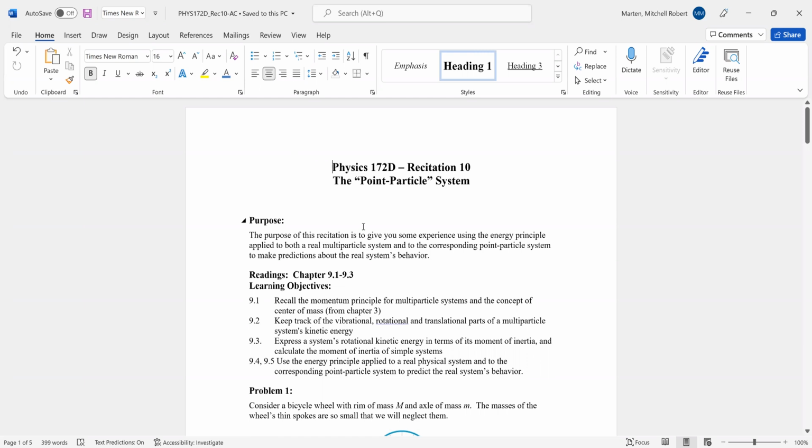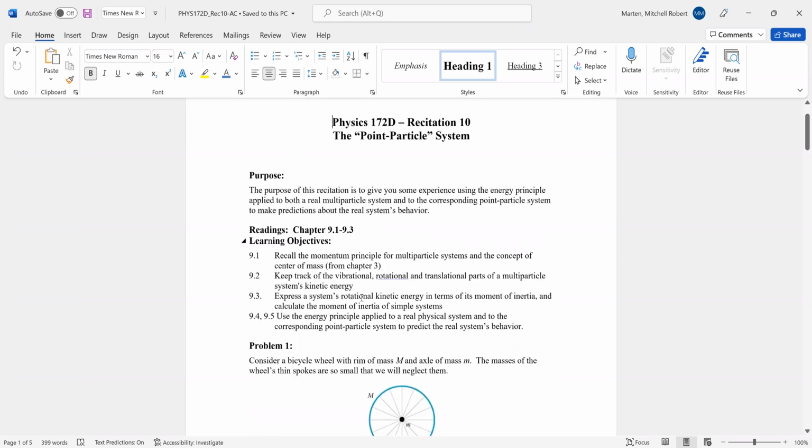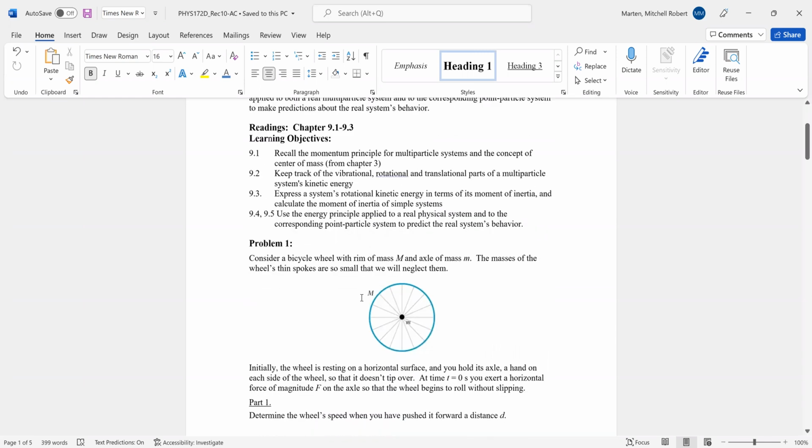All right, so for this week's recitation, they want to give us some experience using the energy principle applied to a real multi-particle system and the corresponding point particle system to make predictions about the system's behavior. The first problem is about a bicycle wheel. It has a rim of mass big M and an axle of mass little m. The masses of the wheel's 10 spokes are so small that we can neglect them, which is always nice.